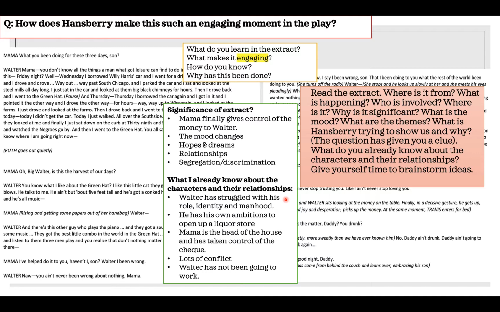And at this point, so this is Act 2, Scene 2, the characters have just realised that Walter has not been going to work. So rather than go and do his job, he's been going off and doing different things. And it does seem like he's become quite depressed and dissatisfied with his life. So that's what's been happening just before we get to this particular extract.